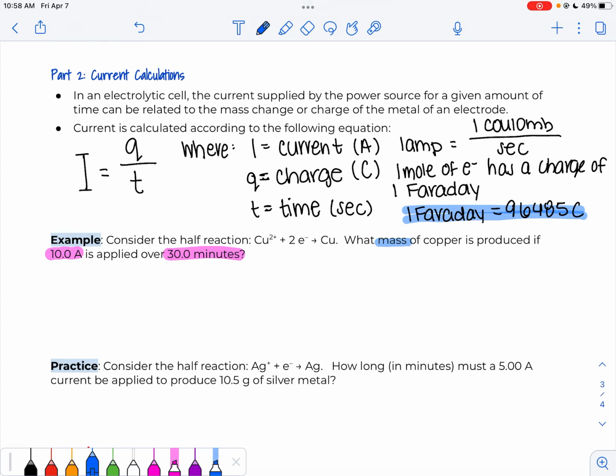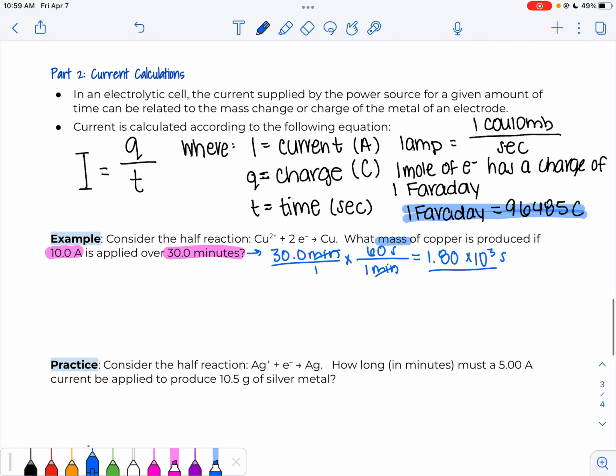So first thing we need to do is we know that this 30 minutes is a no-no. So I've got to convert this to seconds. Well, in 1 minute, there are 60 seconds. So when I cancel my units, I end up with, I'm going to write this in scientific notation, 1.80 times 10 to the third seconds. Come on, dimensional analysis. Yes, love to see you. Welcome back.